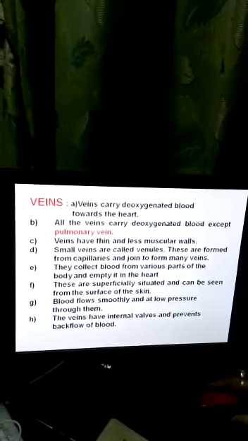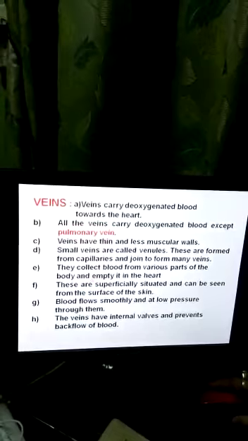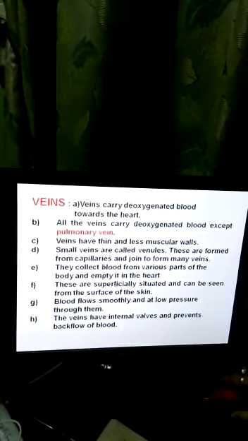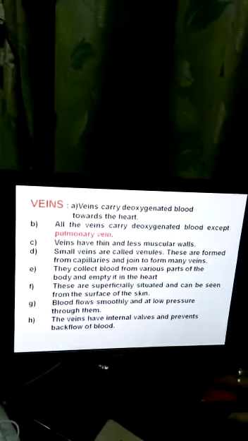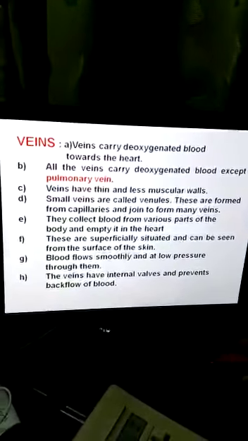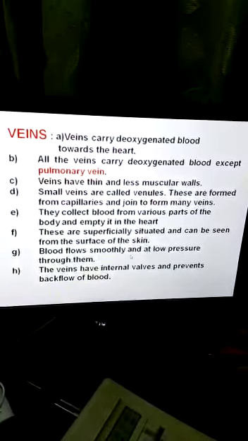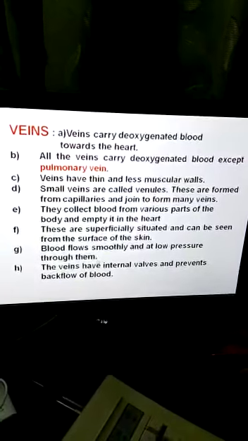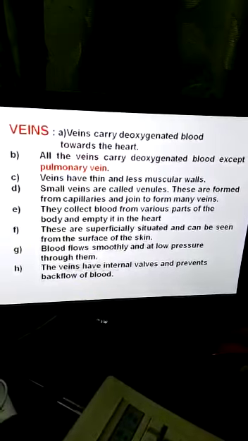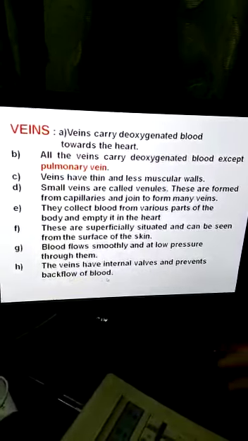They collect blood from various parts of the body and empty it into the heart. These are superficially situated and can be seen from the surface of the skin. Blood flows smoothly and at low pressure through them. The veins have internal valves that prevent the backflow of blood.